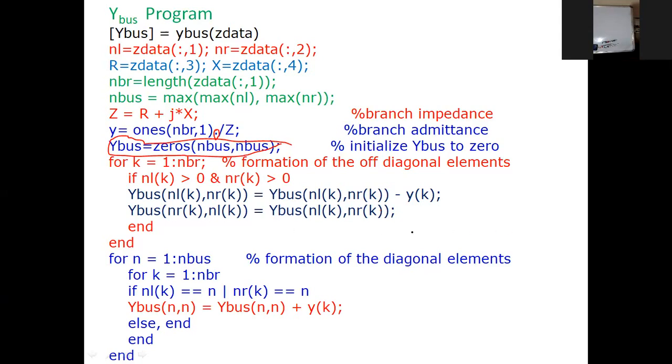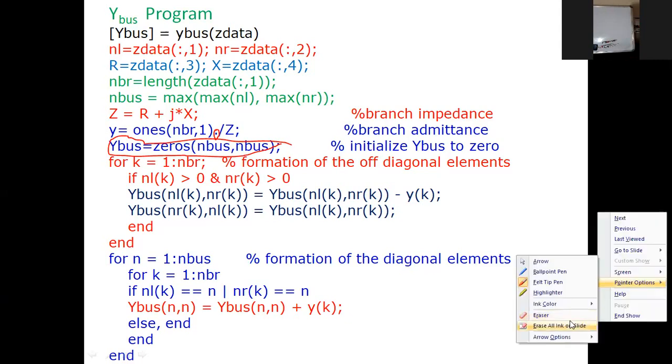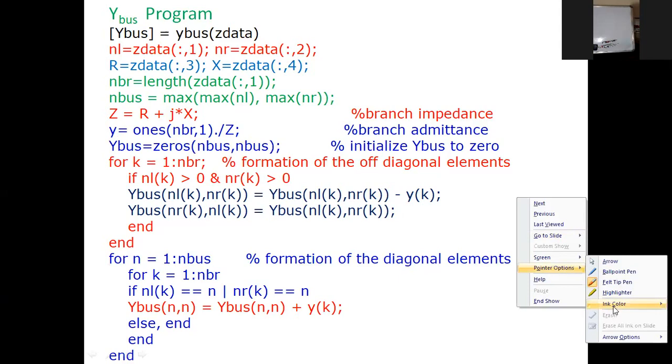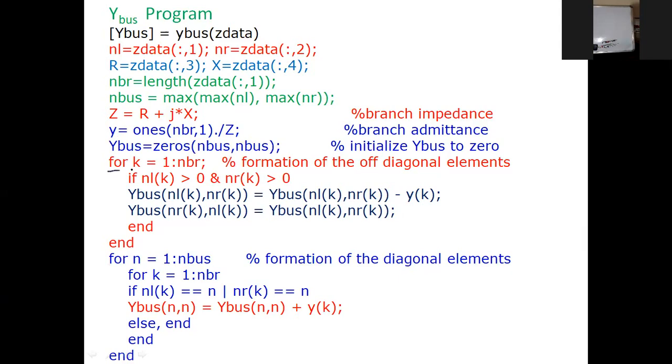Next, the statements I am going to show you are for the diagonal element and the off-diagonal element. You can see here the formation of the off-diagonal element. Under the condition, you see how many branch elements are there, all of them I am assigning.